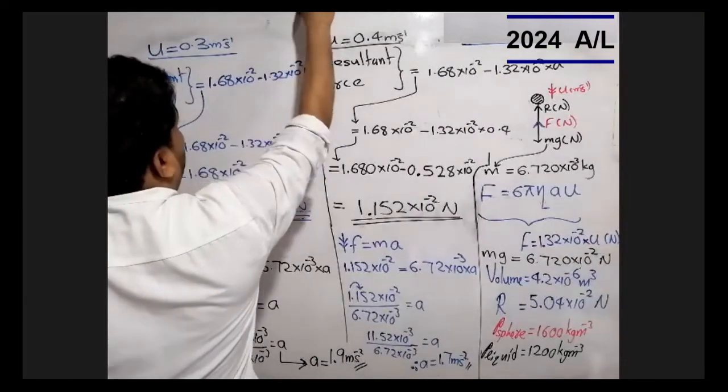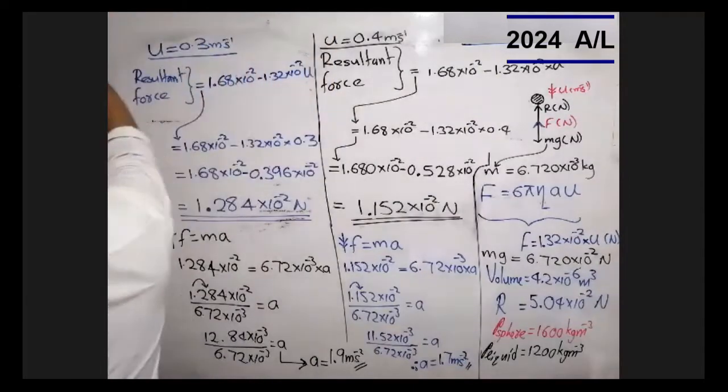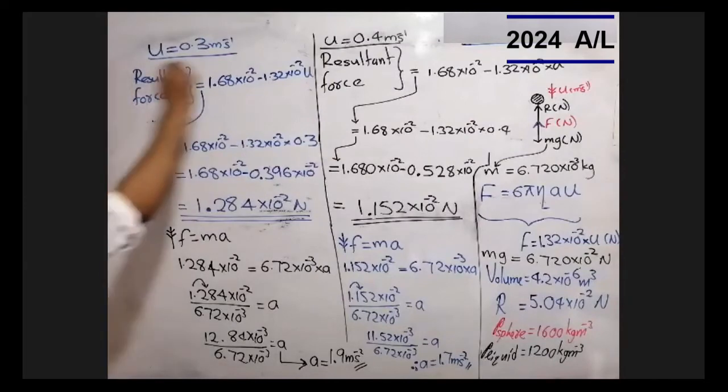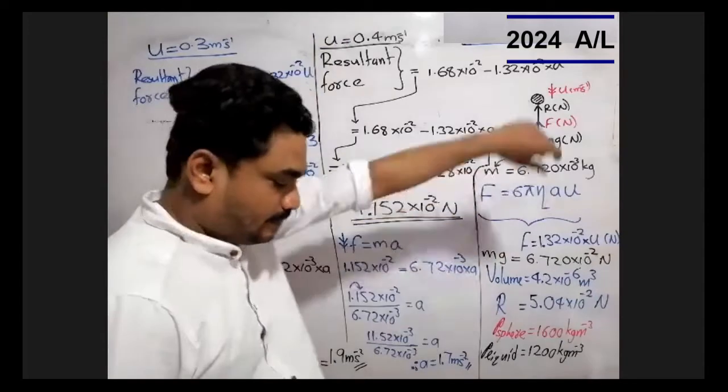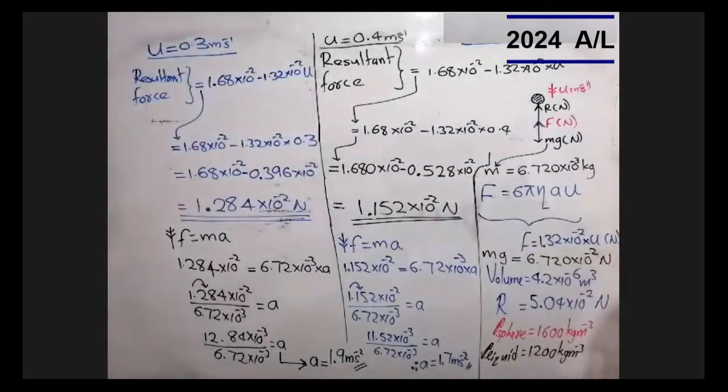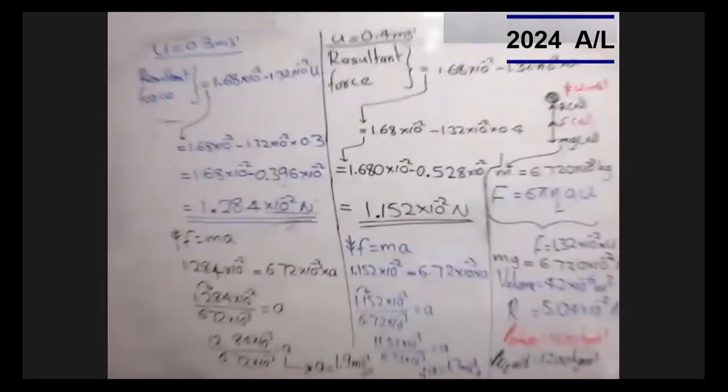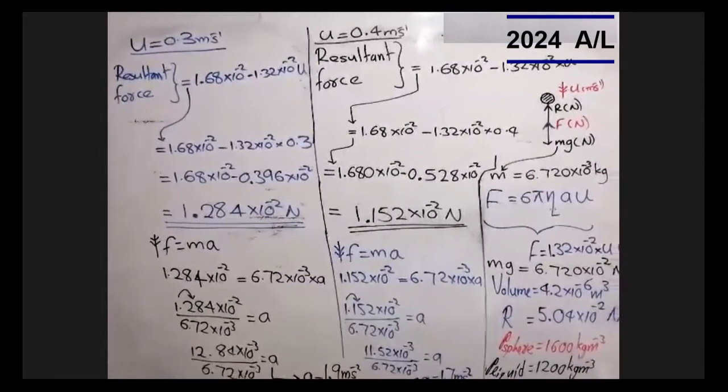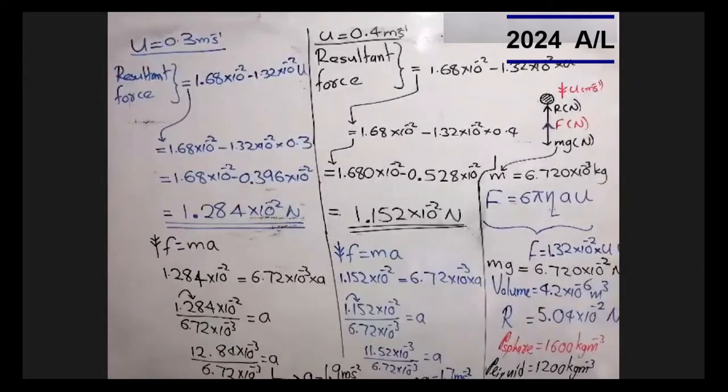Therefore, the resultant force acting on the sphere becomes 0 at a certain velocity of the sphere. Clear? Okay or not?